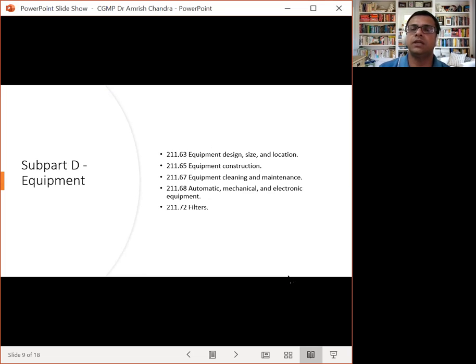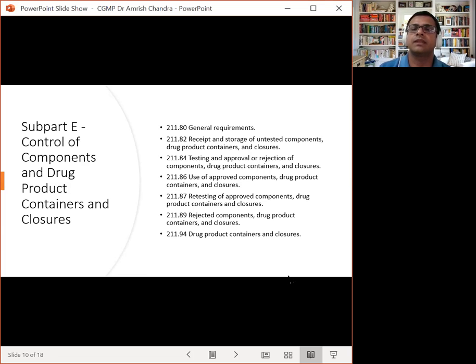Subpart D deals with equipment. So this section deals with the equipment design, the size and the location of the equipment, how the equipment should be constructed, how the equipment should be cleaned and maintained, and the automatic, mechanical, and electronic equipment. Along with that, it deals with filters. Filters are an important component because they are at various points, including in the production assembly.